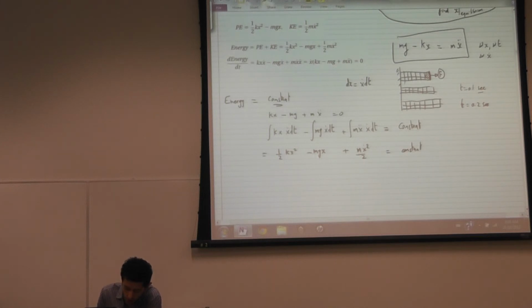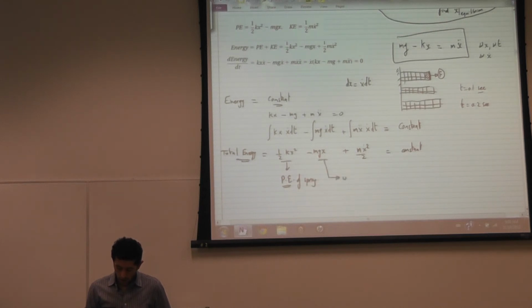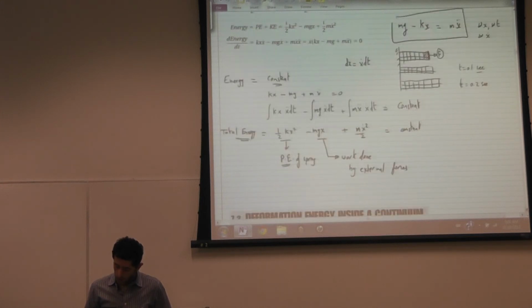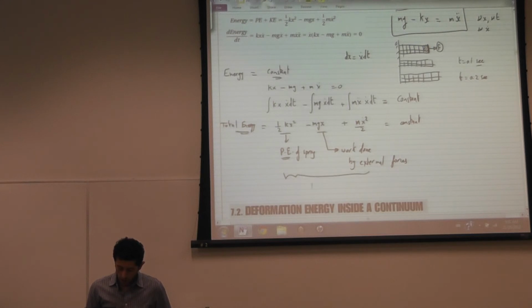And this is the total energy of the system, and the total energy, you will see, is equal to the potential energy of the spring, minus the work done by external forces, which together is the potential energy of the system, and this is the kinetic energy.